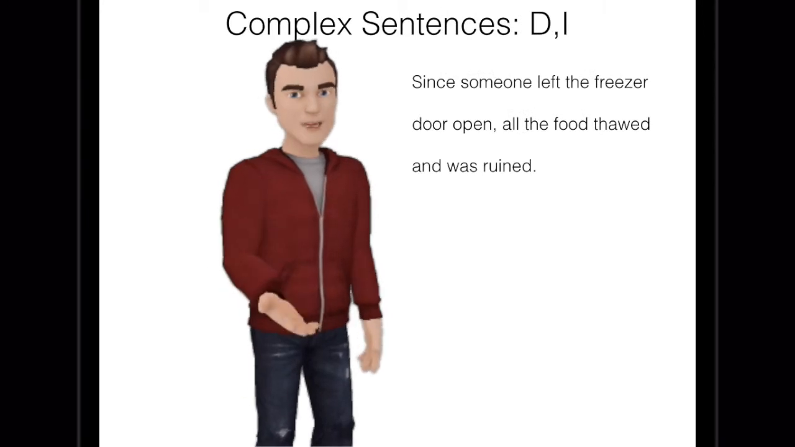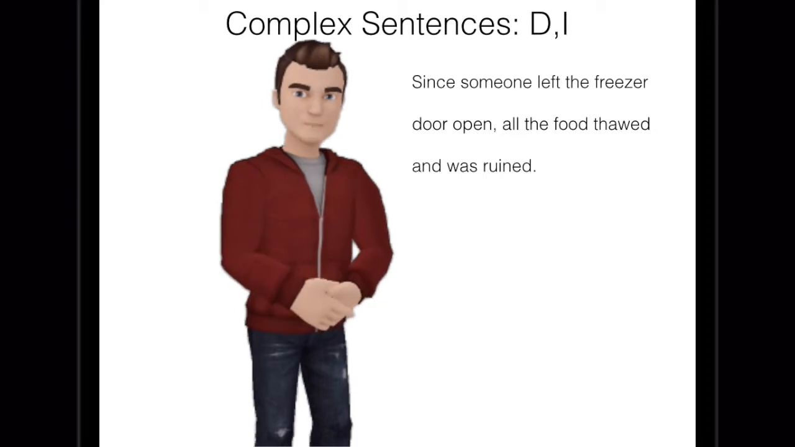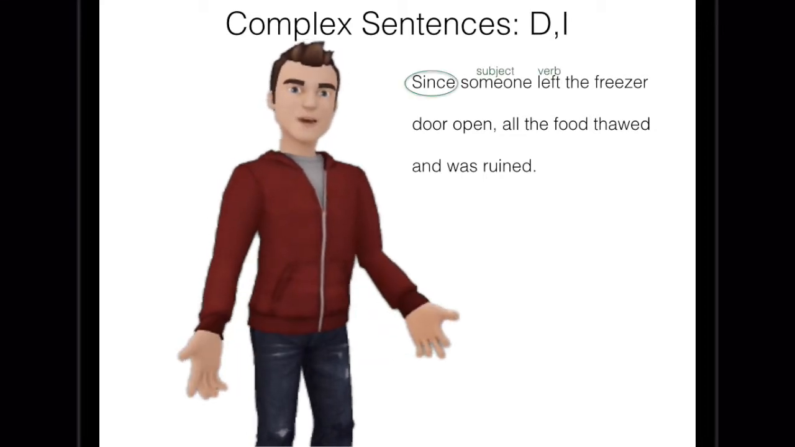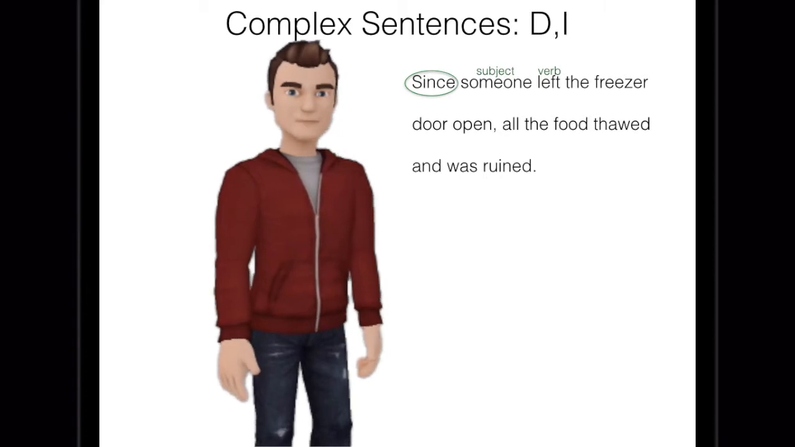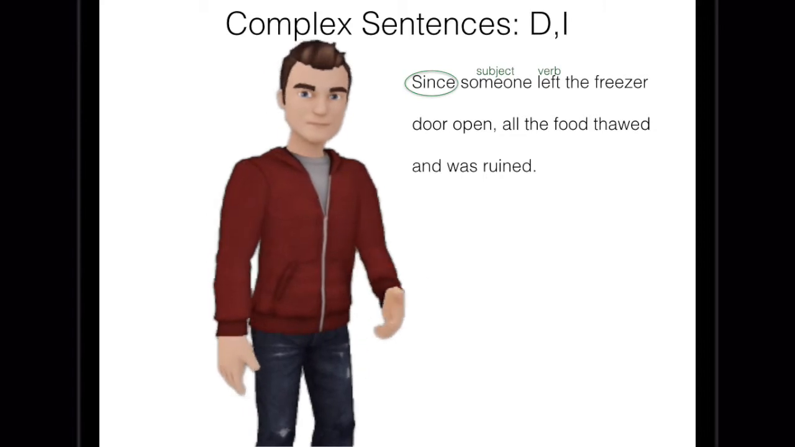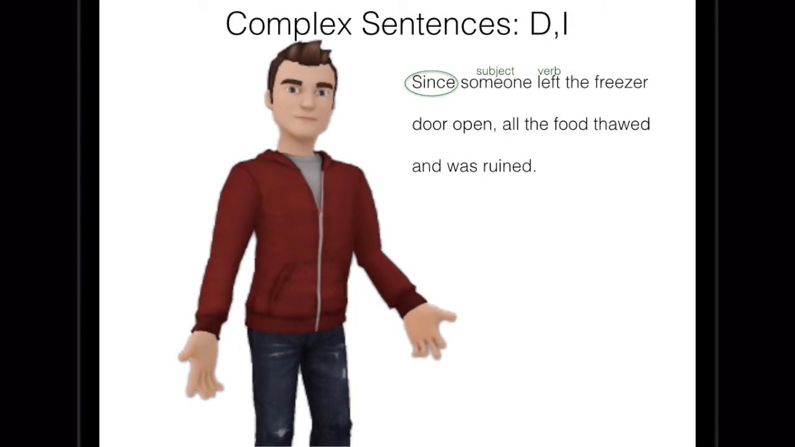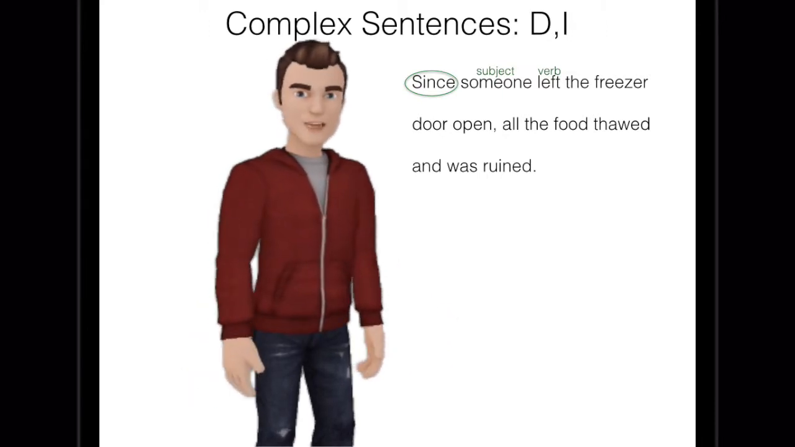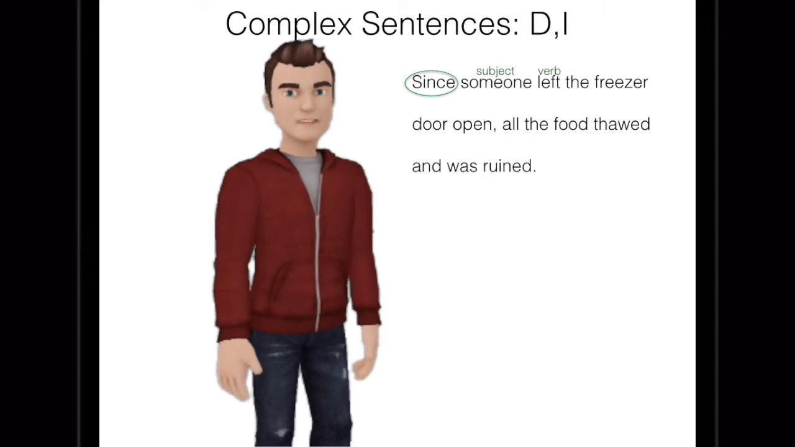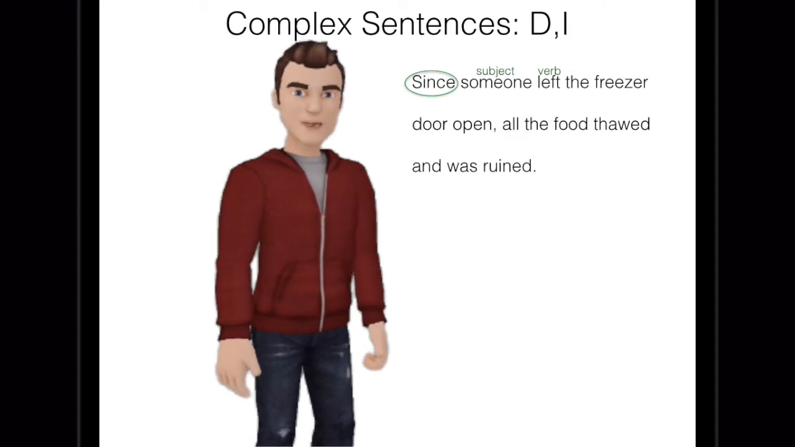In the first example, we have, since someone left the freezer door open, all the food thawed and was ruined. So we added one of those words, we added since to someone left. So there we have our dependent clause. Whenever you begin your sentence with a dependent clause, then you're going to have a comma after that. Then we look on the next part and we had food thawed was ruined. So there's a subject and verb after that. So then that means that our formula is D, I. Dependent clause, comma, independent clause.